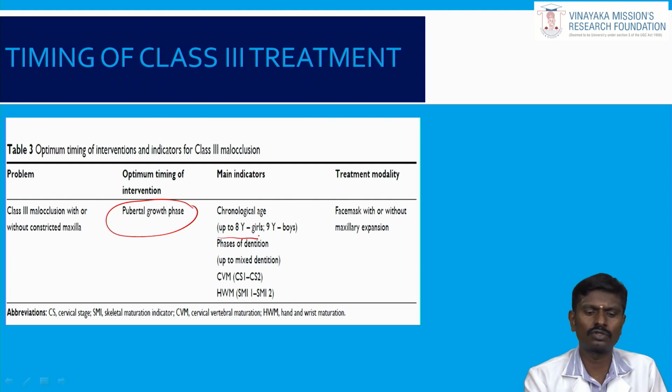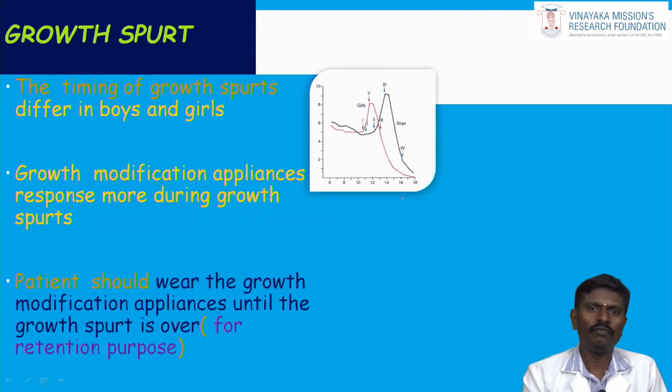For girls it should be 8 years and for boys 9 years to do the functional orthopedic corrections. So we should know a little bit of detail about the growth spurt before going into the treatment. What do we mean by growth spurt? It is the timing of growth for boys and girls. At a certain age the growth will be at its peak. So that is called a growth spurt.